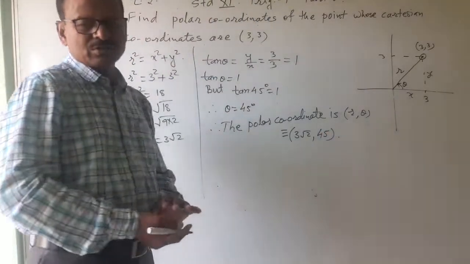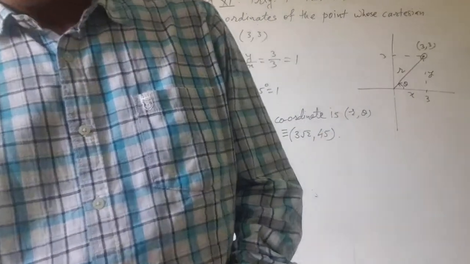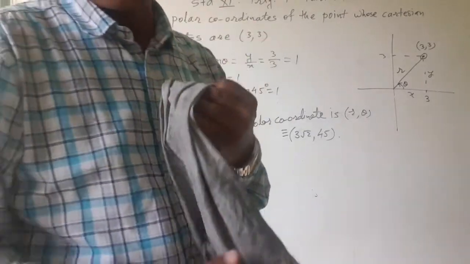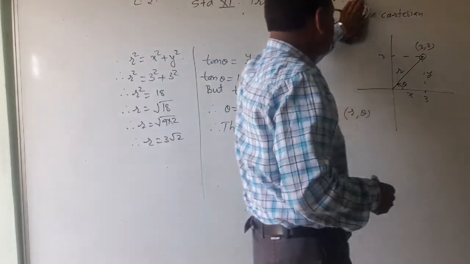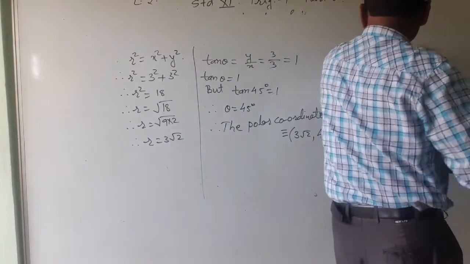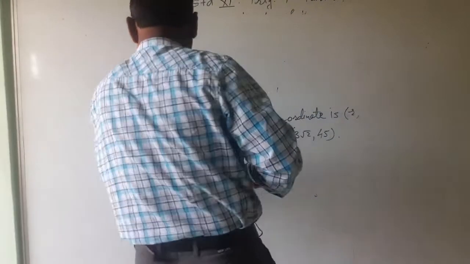This is the polar coordinate: r is 3 root 2 comma 45. Hope that you have understood this topic also. I had to teach many things, that's why I am hurrying up. Afterwards you relax, see it, and then you can solve this.